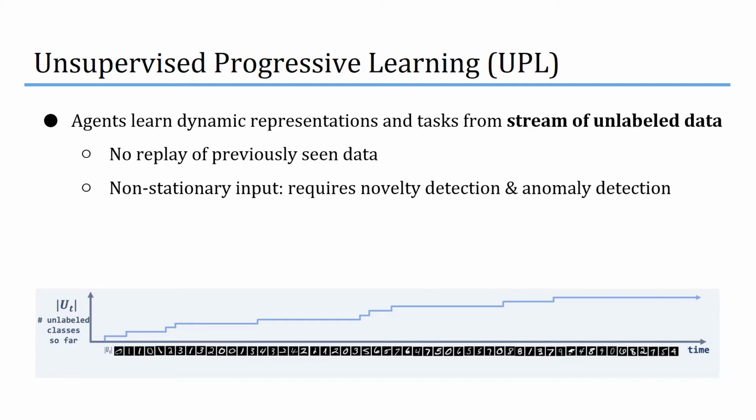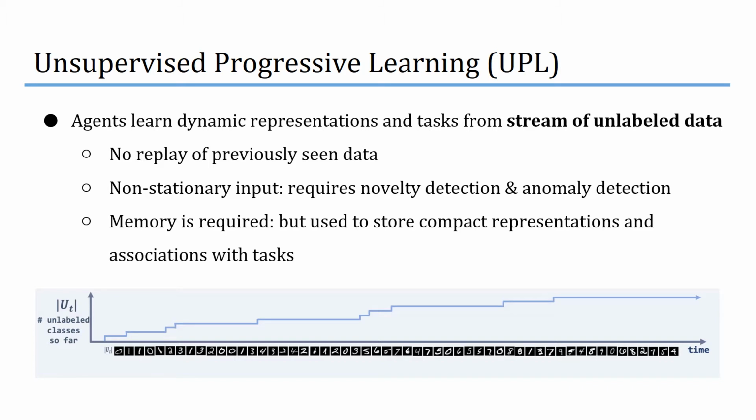Non-stationary input. The data distribution changes over time. This requires novelty and anomaly detection to identify shifts in the data distribution. Finally, the only memory is storage of compact representations and their associations with tasks, if given in the future.